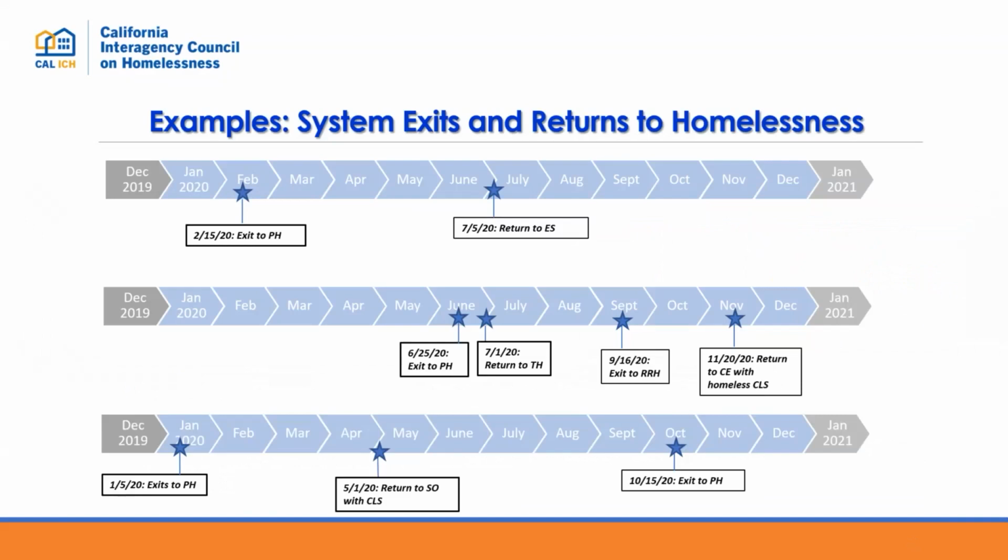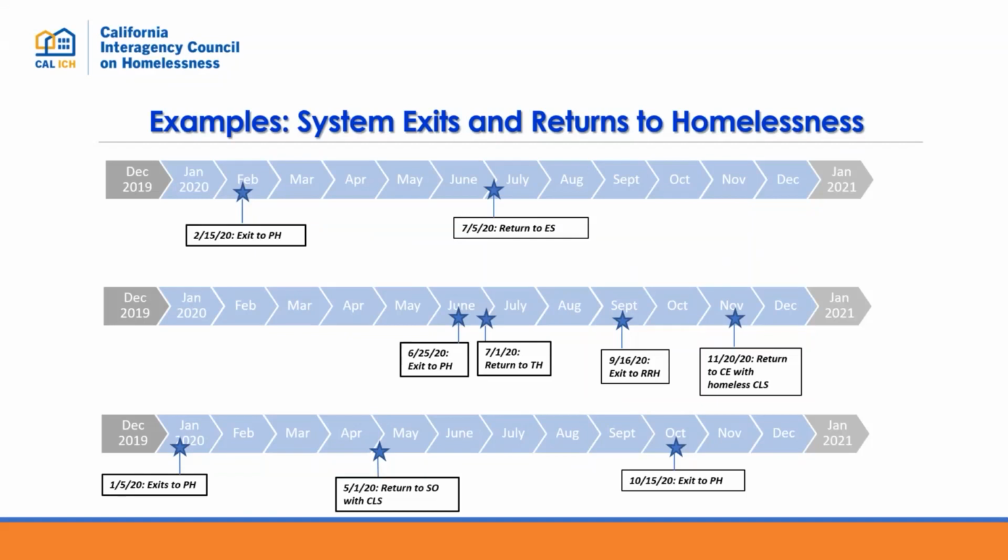They later returned to emergency shelter on July 5th, so they are also counted in Measure 5 as they return within 6 months. In the HUD SPM, however, the exit in February would not have been counted since they were active in emergency shelter at the end of the year. But the baseline data measures include exits where the person did not return within 14 days.